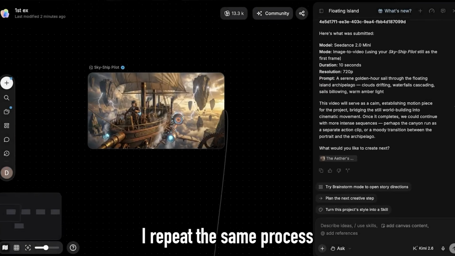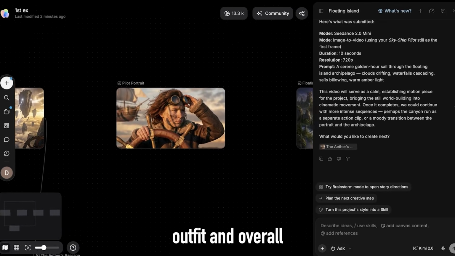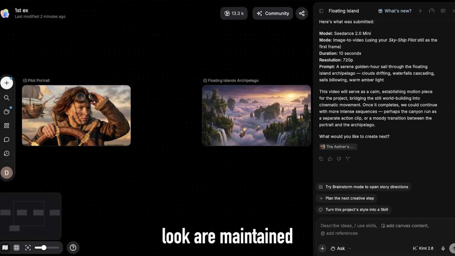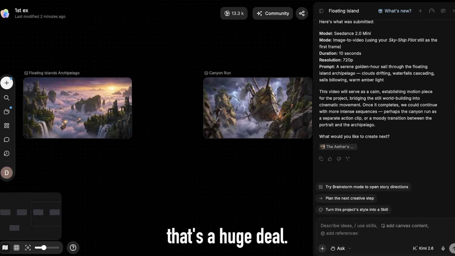I repeated the same process for the fantasy project. The same character design, outfit, and overall look are maintained across multiple shots. And for trailer creation, that's a huge deal.